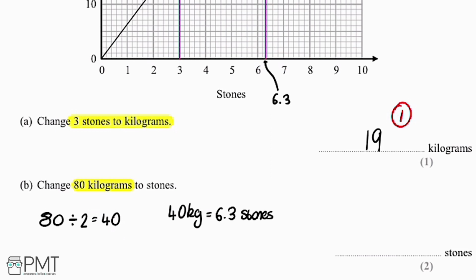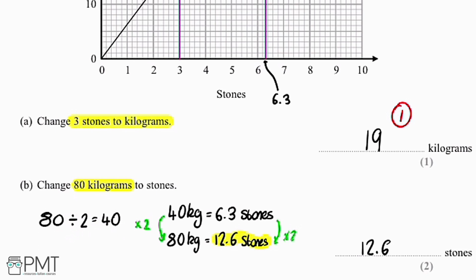But we don't want that, we want 80 kilograms. So if I multiply this side by 2, we're essentially reversing what we did here. We'll get back up to 80 kilograms. But we've got to do the same on the other side. If we multiply by 2, we'll have 6.3 multiplied by 2, giving us 12.6, which is our final answer.